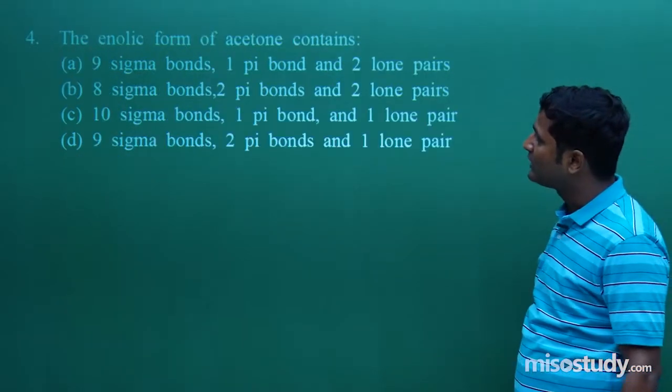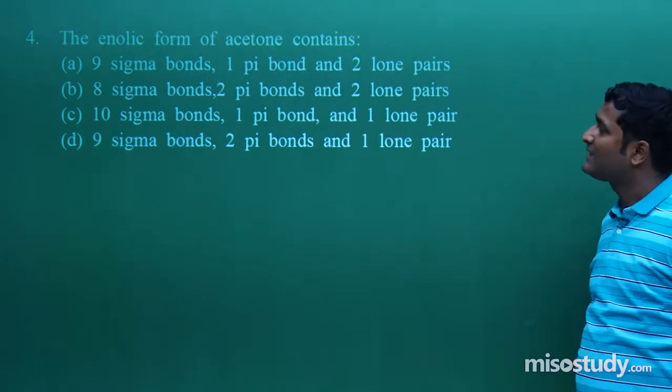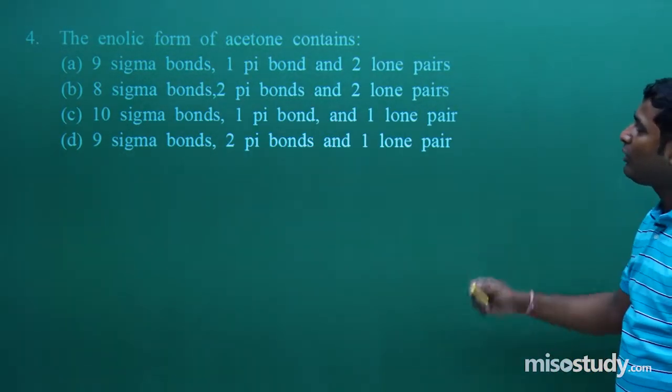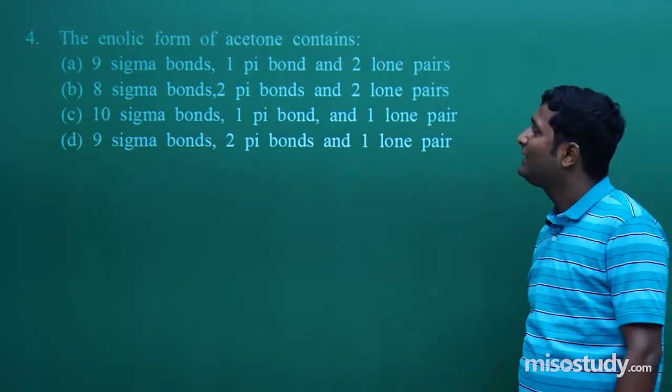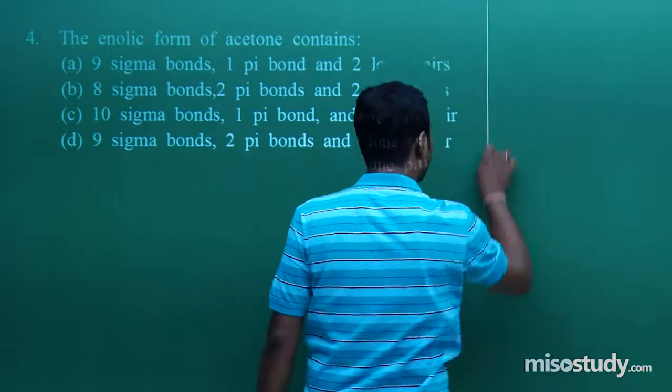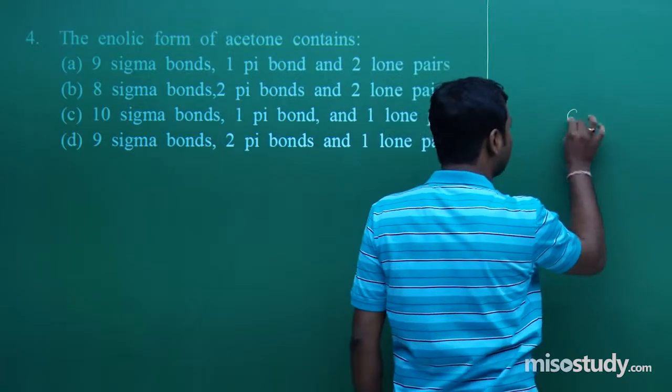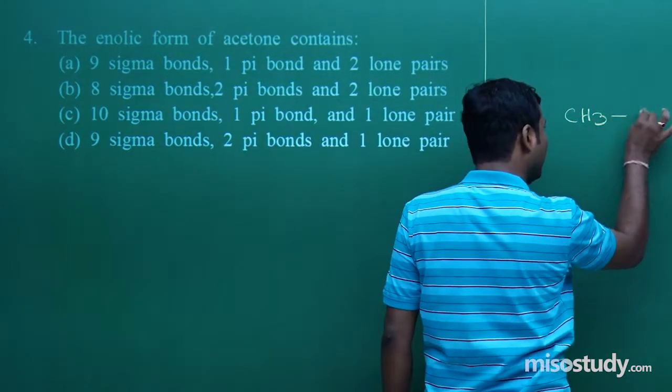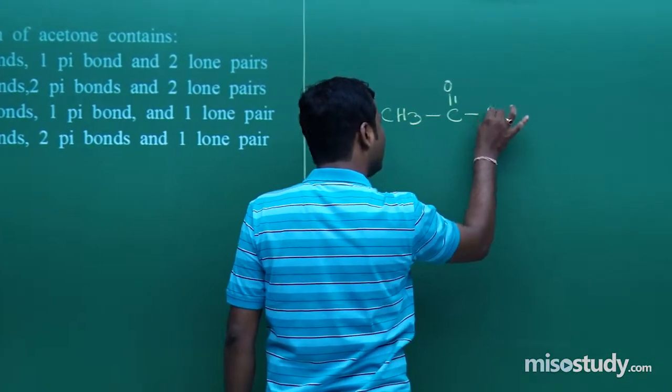Now let's move to the next one. Read the question that is given here. The enolic form of acetone. What is given? The enolic form of acetone contains. What is the keto and enol form? Do you remember? This one is keto, CH3 CO CH3.